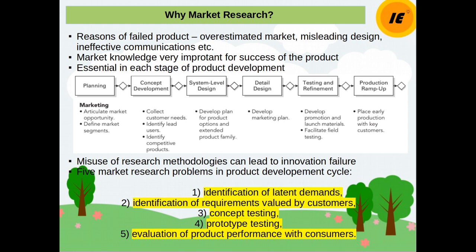In the system level design part, the marketing team would develop a plan for product options and an extended product family. And in the detailed design part, develop the marketing plan, and then in the testing and refinement part, develop promotion and launch material, facilitate field testing, and finally in production ramp up, place early production with key customers. So these are general points, and of course this is taken from that old book that we are studying.